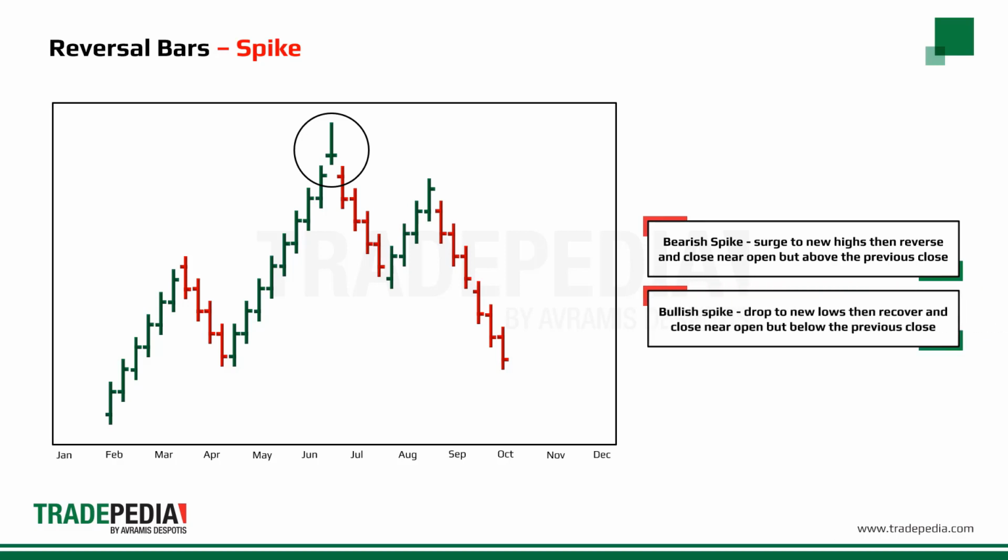A bullish spike occurs at the bottom of a decline and is recognized with prices first collapsing to a new low, followed by a recovery higher and a close near the open level, but lower than the previous bar close.